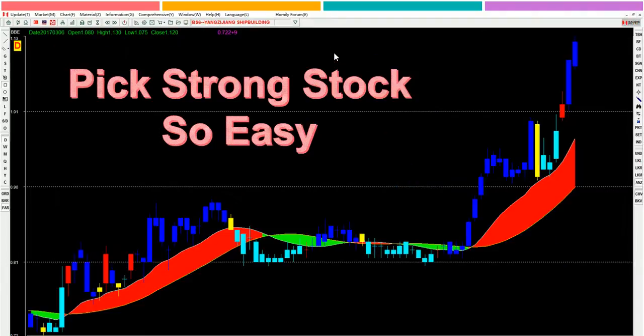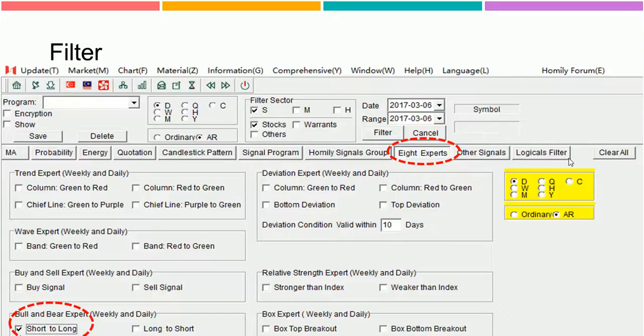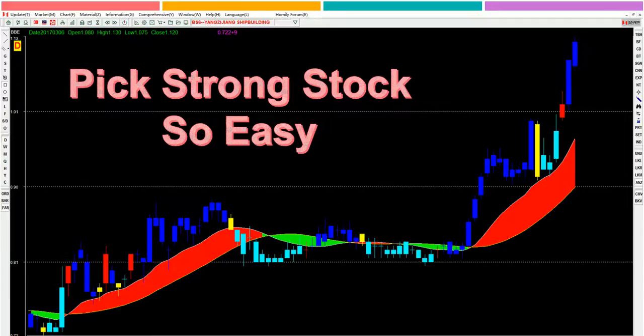So pick strong stocks. So easy. Okay, so you buy here, you buy here, you can earn great profit. Okay. So let's see some filter.